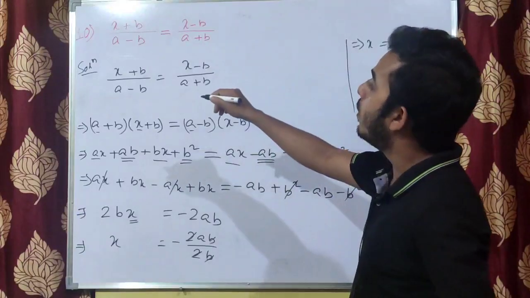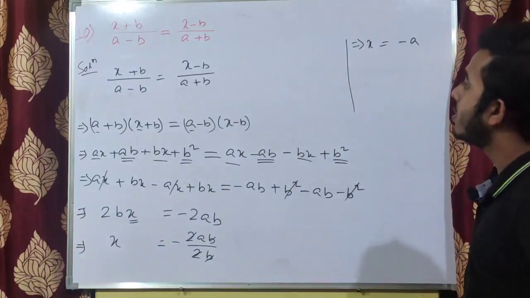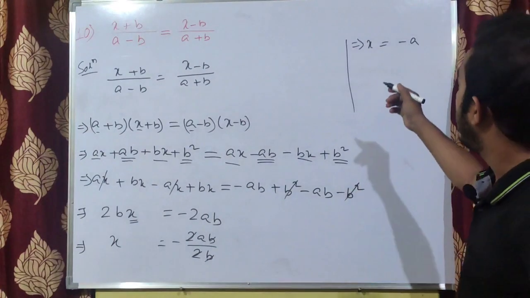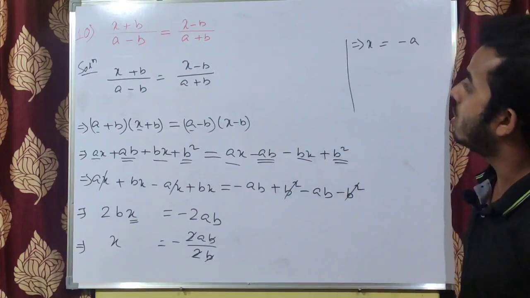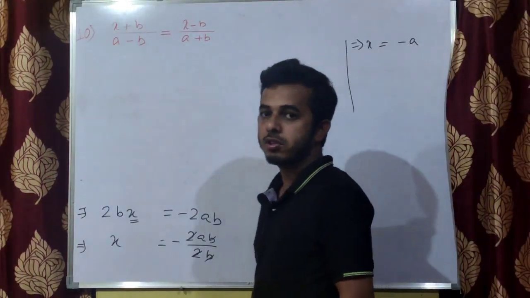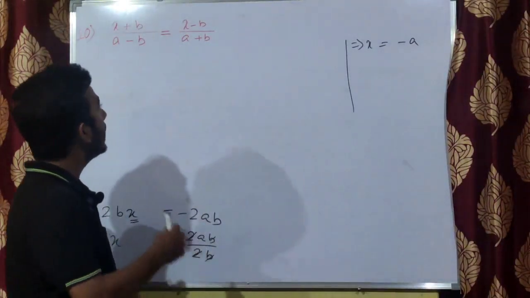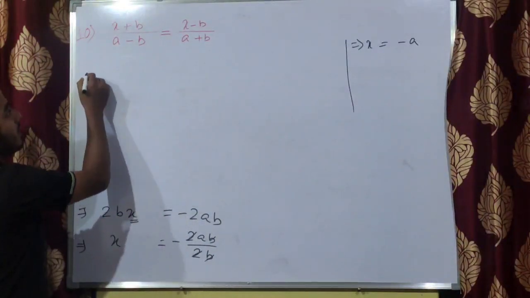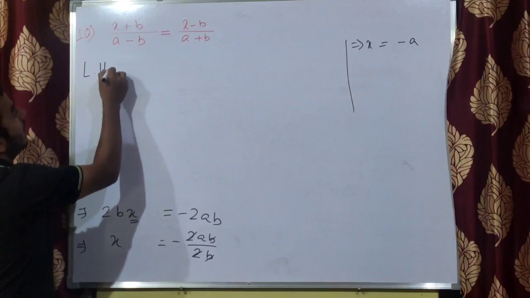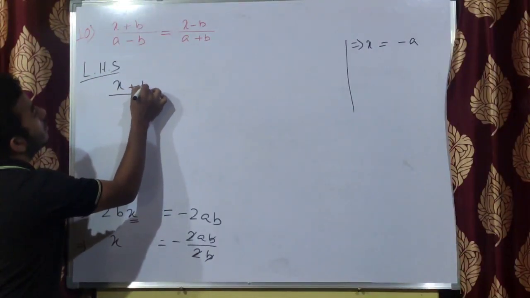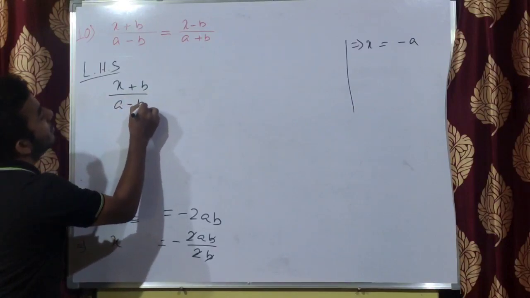So here the value of x is minus a. Now what we have to do is verify whether the value of x is minus a or not. So let's start our verification part. In verification, we will check whether LHS equals RHS. First of all, let us write what the LHS is. Left hand side is (x plus b) by (a minus b).